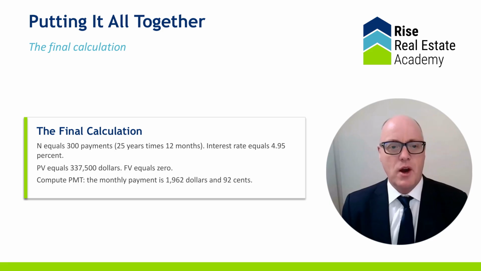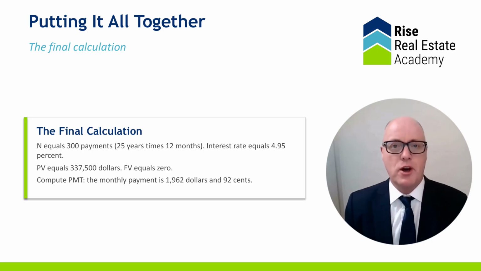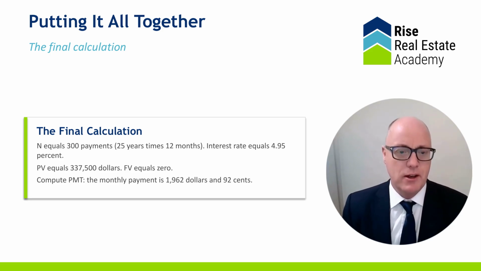Now we put all the right pieces together. N is 300 payments, the interest rate is our converted 4.95%. PV is $337,500. FV is 0. Compute PMT, and you get a monthly payment of $1,962.92. The negative sign just means it is a cash outflow, money you are paying. That is the correct answer, and we got it by avoiding both the present value trap and the rate trap.